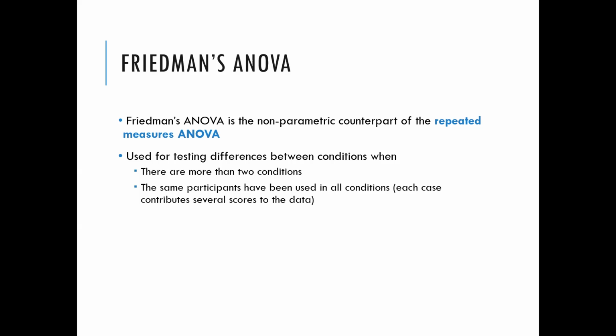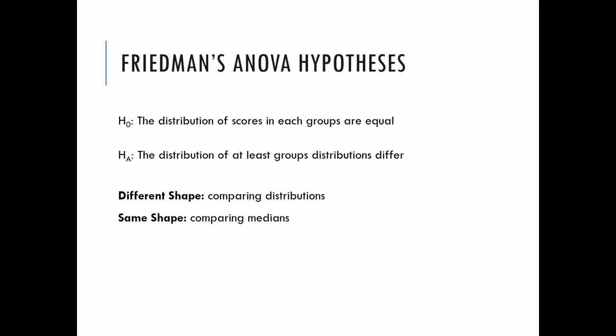But if our assumptions don't hold for the ANOVA, like our data is not normally distributed, or it's very skewed, or we have outliers, then we would use a Friedman's ANOVA. So again, this is testing for when we have more than 2 conditions and all the participants are used in all conditions. So we measure something in all participants over time, or maybe we have 3 or more interventions and we have all participants participate in all of those interventions.